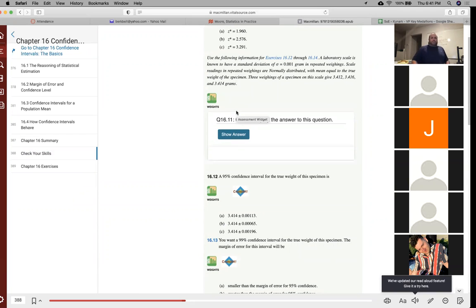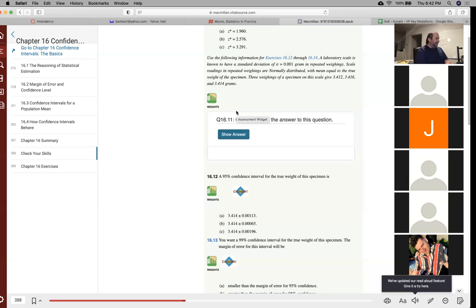It says, use the following information for exercises 16.12 through 16.14. A laboratory scale is known to have a standard deviation of sigma equals 0.001 grams in repeated weighings. Scale readings in repeated weighings are normally distributed with mean equal to the true weight of the specimen. 3 weighings of a specimen of the scale are 3.412, 3.416, and 3.414 grams. Question 16.12, a 95% confidence interval for the true weight of the specimen is what?